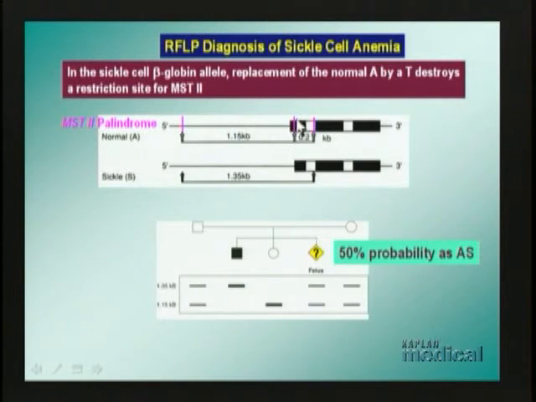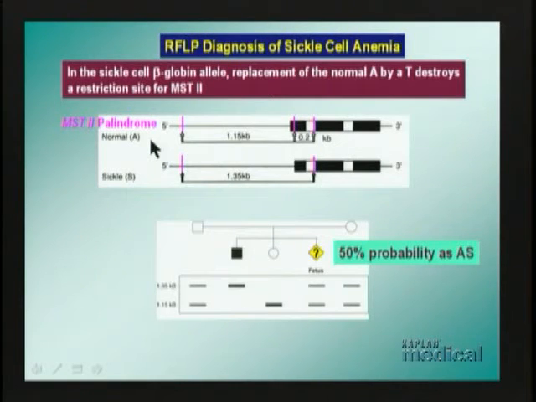Let's assume now this is where that A is that got mutated to a T. So now this palindrome is no longer here. It got mutated. So now in the sickle allele, where are the palindromes? There's a palindrome here, and there's a palindrome here, but this palindrome here got mutated because the A was converted to a T. Now notice the fragment sizes, the RFLP.